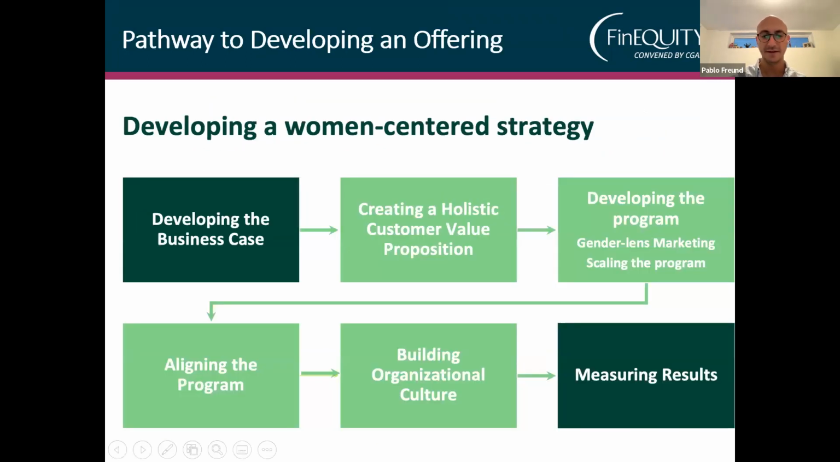If we can jump to the next slide, the Financial Alliance for Women works across the entire value chain and supports financial service providers in the development of women's market strategies. And I'll let my colleagues from the Alliance share more about their work, but we're going to focus here on a conversation on this first block in the left-hand corner, the development of the business case.